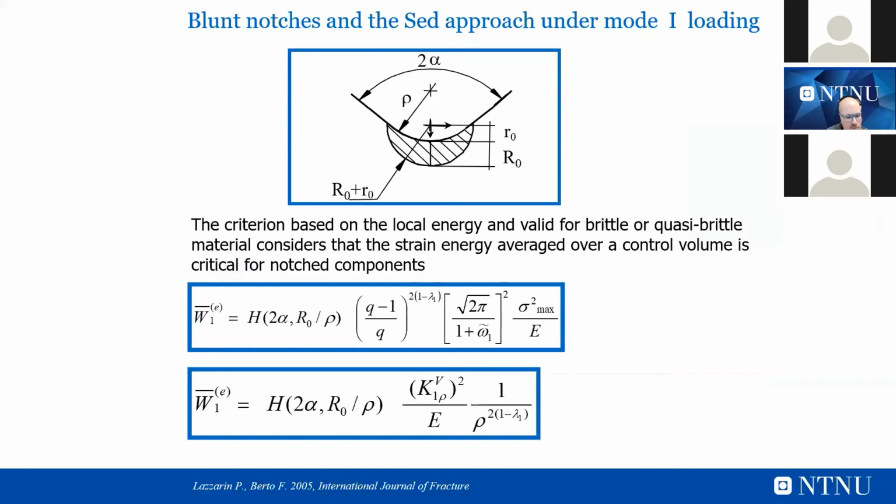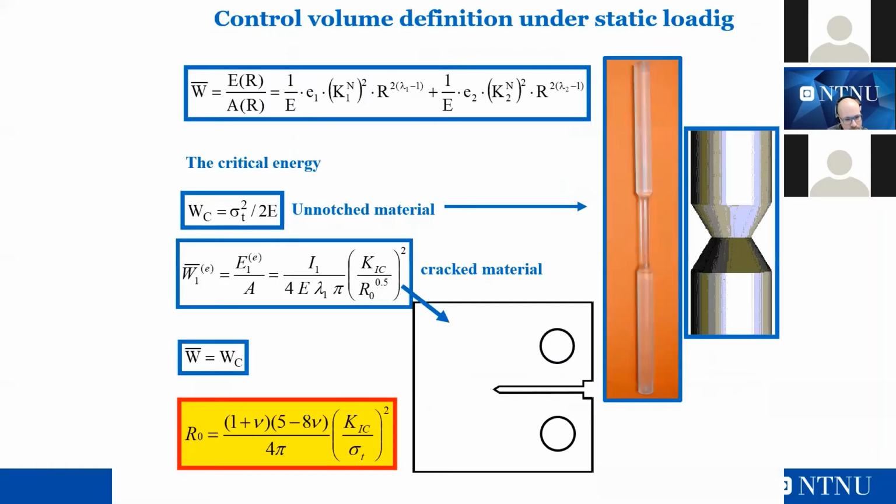And we were able to provide another very simple equation that gives us the strain energy density as a function of a generalized notch stress intensity factor that is also able to take into account the notch radius and not only the opening angle. So this is a more generalized expression of the strain energy density that we developed with Lazzarin in 2005, again during my master thesis. What is the critical radius R0?